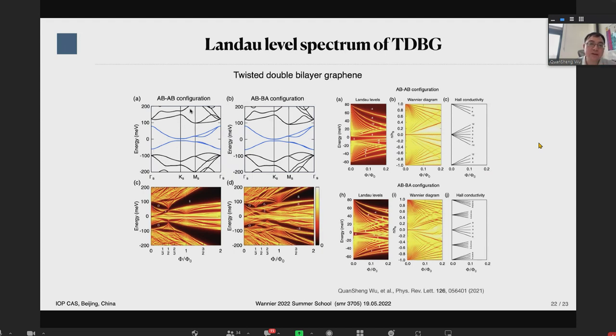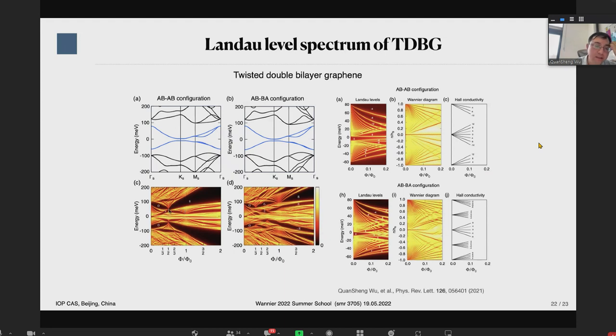Actually, for twisted double bilayer graphene, you have two configurations, AB-AB and AB-BA. If you look at the band structure, it's very hard to tell the difference, right? However, their topology is different. You can study the Wilson loop for these two. After this tutorial it's straightforward, but it needs a lot of computational resource. You will find that the Wilson loops are totally different.